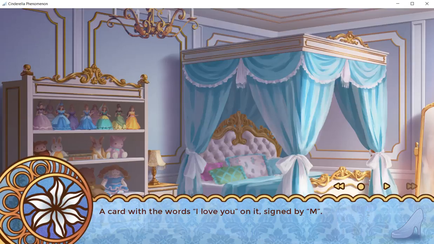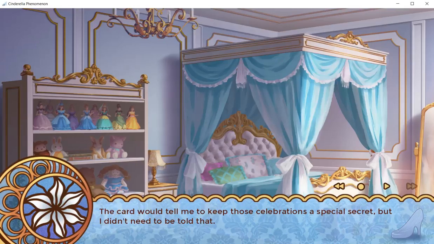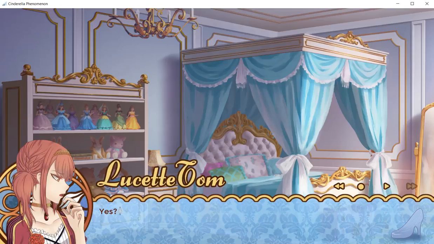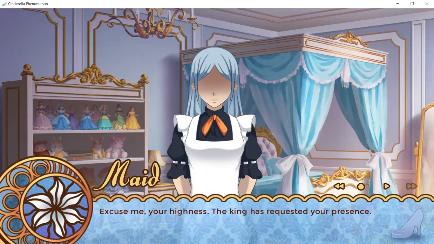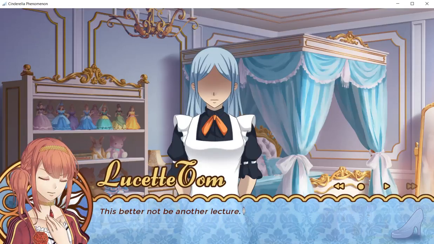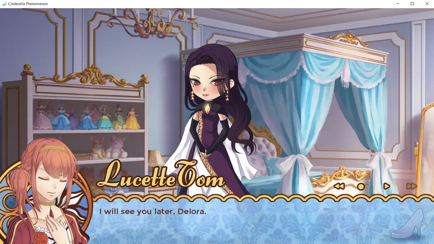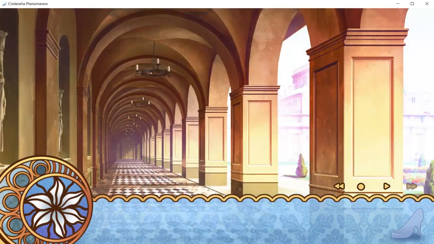A card with the words, "I love you" on it, signed by M. The card would tell me to keep those celebrations a special secret, but I didn't need to be told that. Mother always found a way to show me she still cared. In her own way. The secret celebrations had stopped as soon as she had disappeared. Yes? Excuse me, Your Highness, the king has requested your presence. This better not be another lecture. Tell him I'm on my way. That was a curtsy, I guess. I'll see you later, Delora.